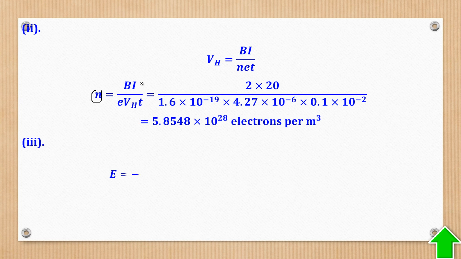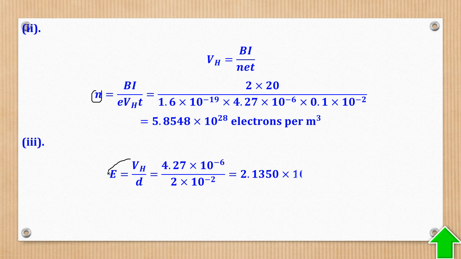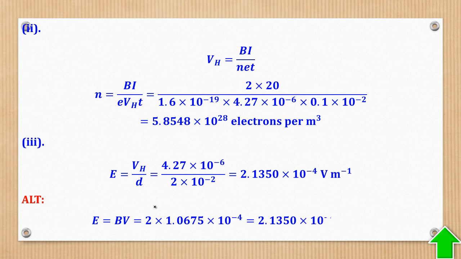Then they also ask for the electric field intensity. I can either get it from here by saying VH over D, or I can remember what we wrote previously. We said E is equal to BV. Substitute B and V, you'll still get the same answer.